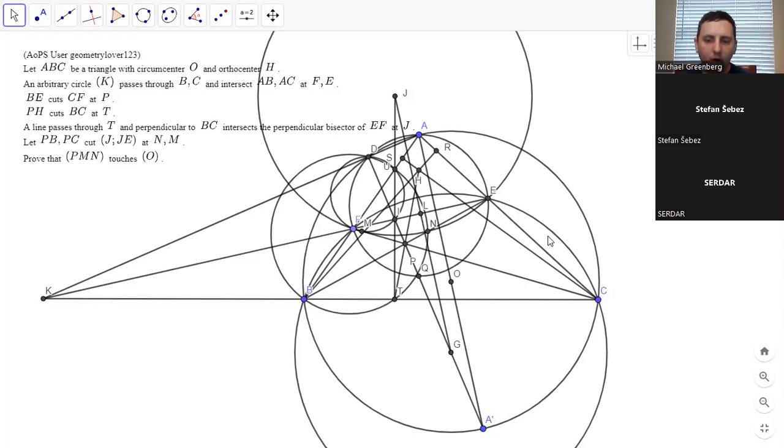I guess I found it. I will write it in the chat. So what part of it did you prove? Did you prove that this is cyclic, or M is on it? M is on it? Okay, I will check it out. Then we need just to prove that that circle is tangent.